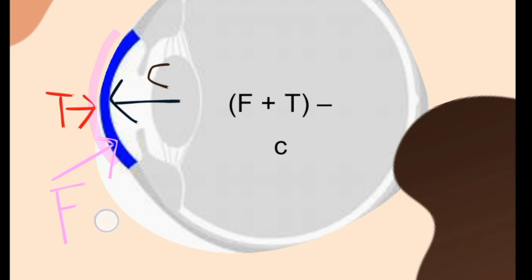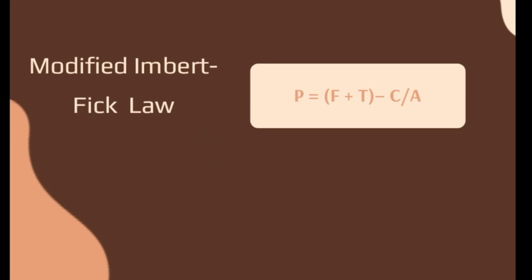So these forces over here will make a modified Imbert-Fick law, which will state that the force that we are applying will add to the tear meniscus force and will subtract from the corneal rigidity, which is actually the force that is applied by the cornea so that it can maintain its shape. So the modified Imbert-Fick law states that pressure inside a cornea equals F plus T minus C divided by area. So this is a modified Imbert-Fick law on the basis of which the Goldmann Applanation Tonometer acts.